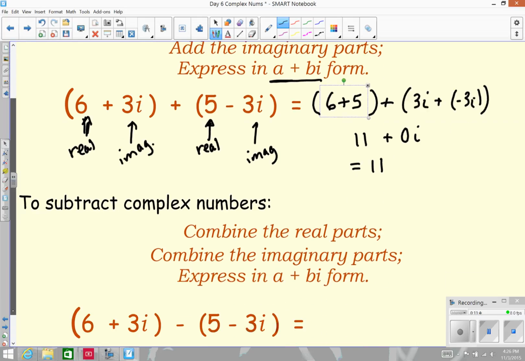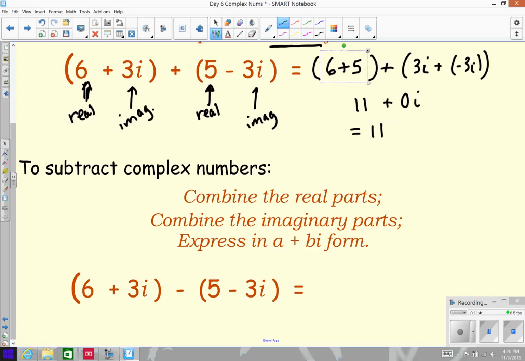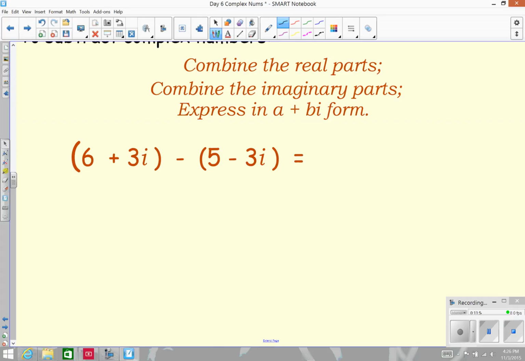I'm sure you've got it guessed by now. We're just going to take our real parts, combine those, then take our imaginary parts, combine those. So for this next example, taking my real parts, this time I'm subtracting, so I'm going to take my 6 and I'm going to subtract my 5. That's the real part. And then I'm going to distribute. Now when I put my negative sign with a negative 3, I'm going to end up adding it. But I'm going to take my real parts and combine it. I'm sorry, my imaginary parts and combine it.